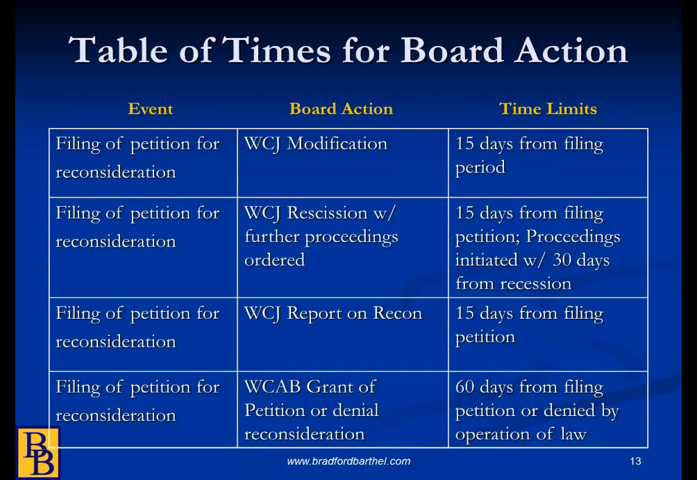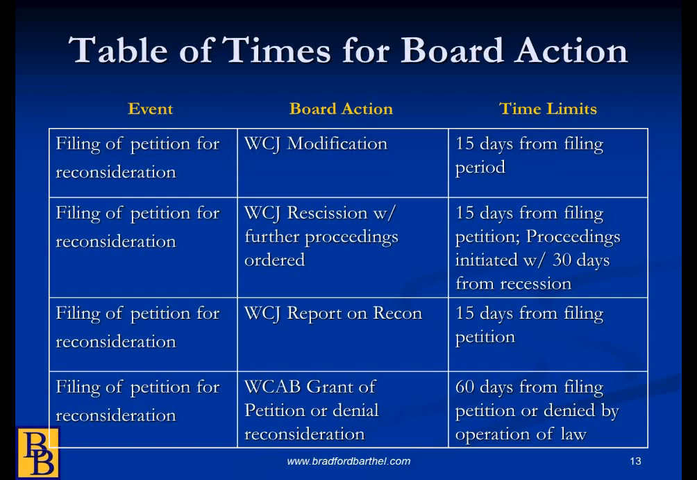And then finally, the WCAB can grant the petition or deny the petition. And they have a time constraint for doing so. It's 60 days from filing the petition, or if they fail to act, it's denied by operation of law if they fail to act within those 60 days. And that very rarely happens. In fact, I don't think I've ever seen it happen in the time I've been practicing.